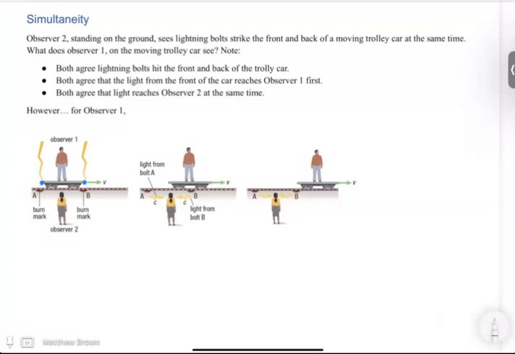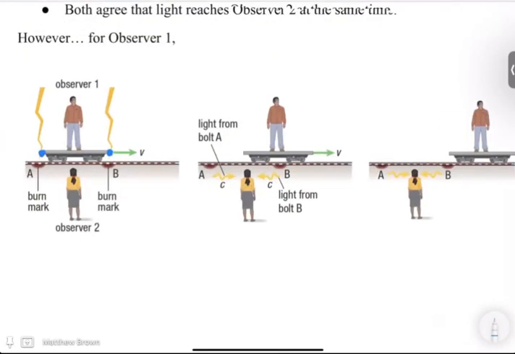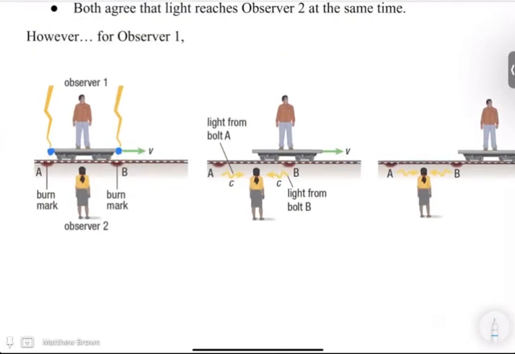same time, right? And how do they conclude that this happened at the same time? Well, again, because they're a rational actor. The light from, you can see at this point in time here, the front and back of the trolley car are equidistant, right? They're equal distances from observer 2.